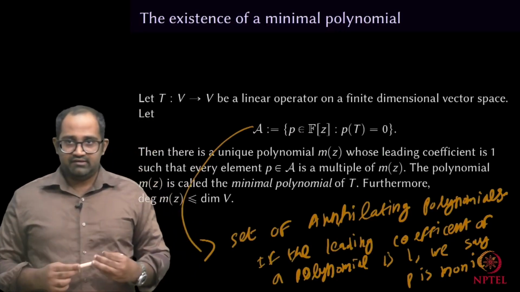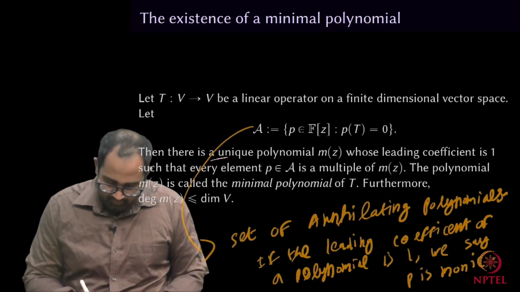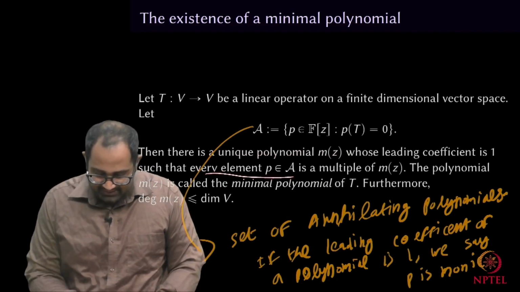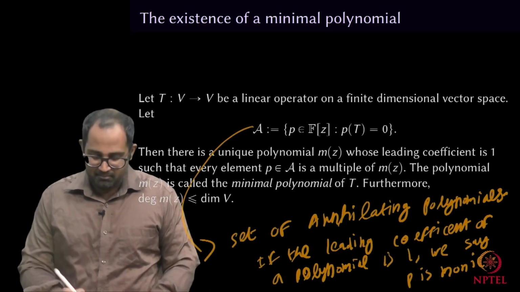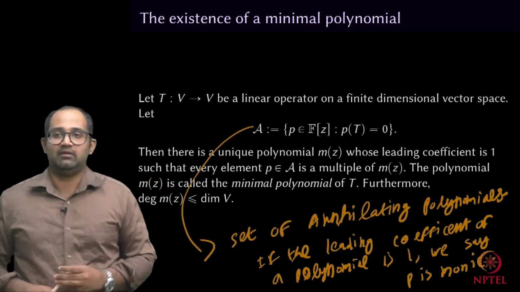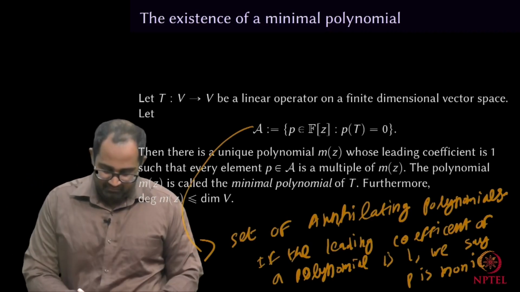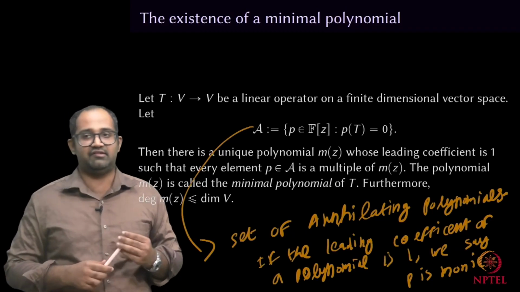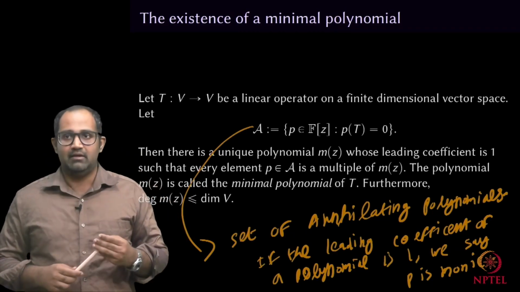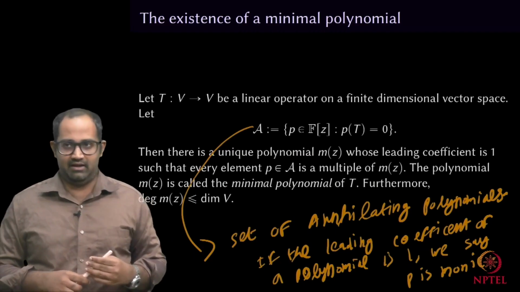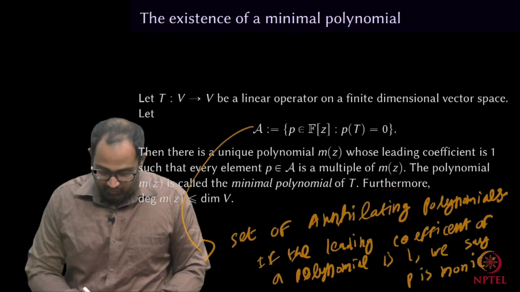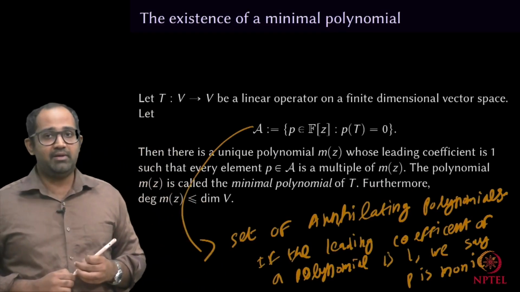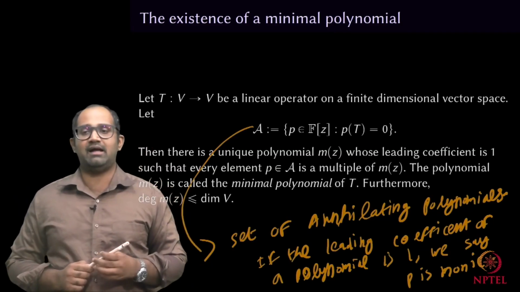So what is this saying? Then there is a unique polynomial which is monic, such that every element in the annihilating set is a multiple of m(z). The polynomial m(z) is called the minimal polynomial. Why is it called the minimal polynomial? For obvious reasons. It's the polynomial with the lowest degree, because it divides every other polynomial in A. Furthermore, the degree of m(z) is less than or equal to the dimension of V. The degree of the minimal polynomial is not too large; it's at most the dimension of V.